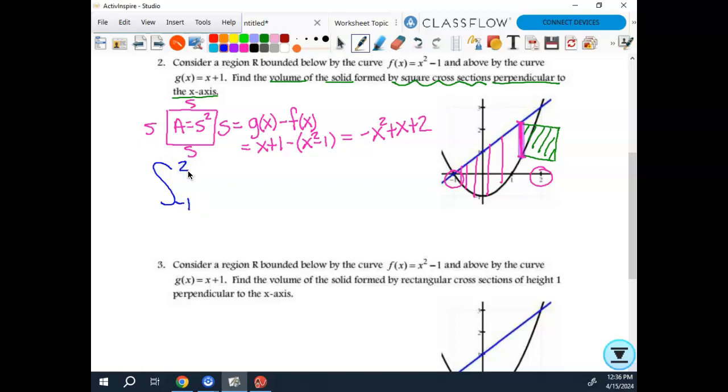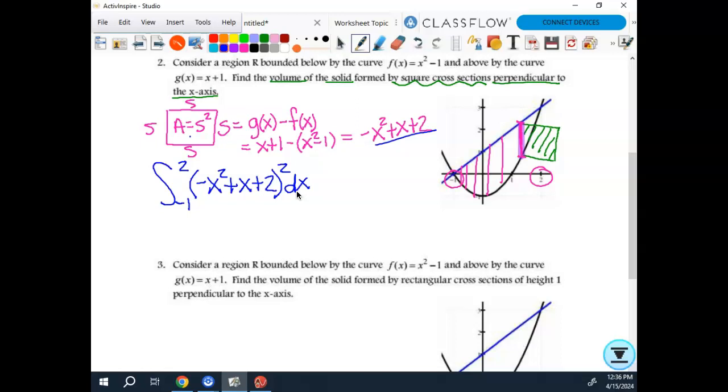And if this is my side length, my area formula is s squared. So this is one side length, right? Just g of x minus f of x. So that means negative x squared plus x plus 2 squared. That's my s squared dx. Okay. Everybody okay with that? So let's do that on the calculator.